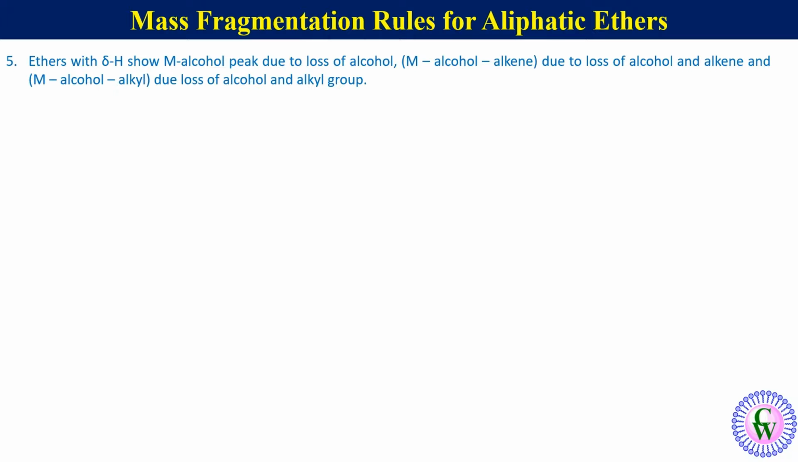According to the fifth rule, ethers with delta hydrogen show M-alcohol peak due to loss of alcohol, M-alcohol minus alkene due to loss of alcohol and alkene, and M-alcohol minus alkyl due to loss of alcohol and alkyl group. For better understanding, let's have ether with delta hydrogen.